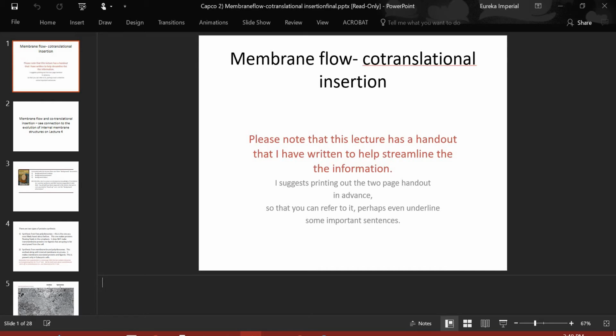Co-translational insertion, then, is unique to the endomembrane system, and it means that for protein synthesis to continue, you have to be attached to the endoplasmic reticulum. Protein synthesis will not continue if you can't attach to the endoplasmic reticulum. It's co with protein synthesis in the endoplasmic reticulum.